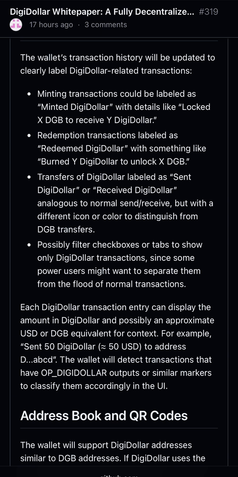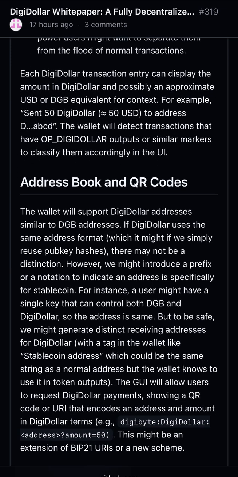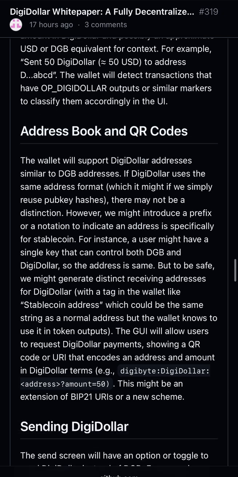Possibly filter checkboxes or tabs to show only DigiDollar transactions, since some power users might want to separate them from the flood of normal transactions. Each DigiDollar transaction entry can display the amount in DigiDollar and possibly an approximate USD or DGB equivalent for context. For example, sent 50 DigiDollar, $50 USD to address D. The wallet will detect transactions that have DigiDollar outputs or similar markers to classify them accordingly in the UI.